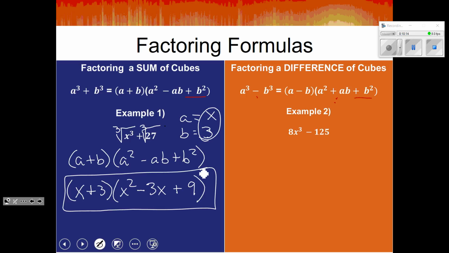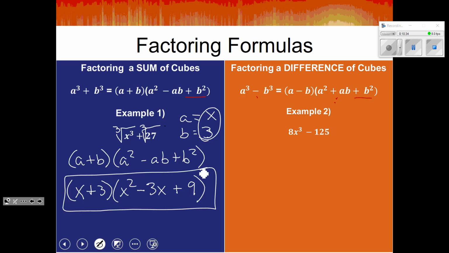Can you FOIL a binomial with a trinomial? No, but you can distribute. So I'm just going to times the x to each of these, and I think that's what you were saying. Draw your lines. And then you're going to do what with the 3? Do the same thing, all right? And then we're just going to combine like terms.